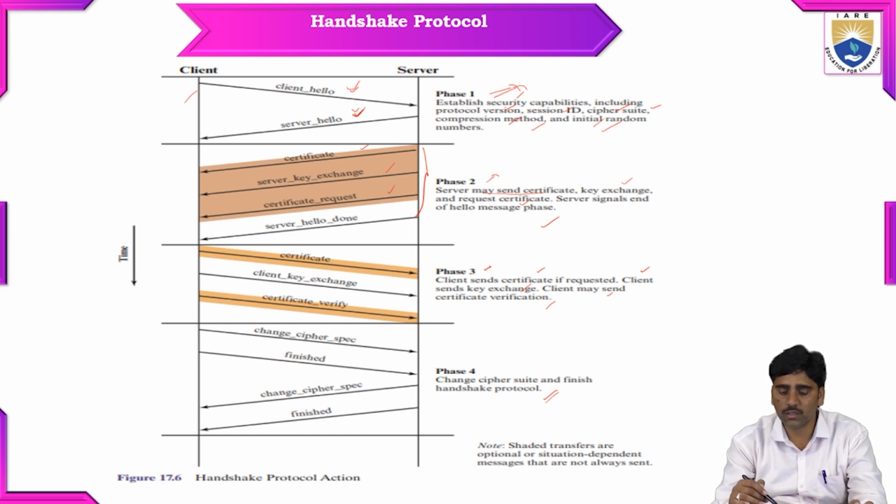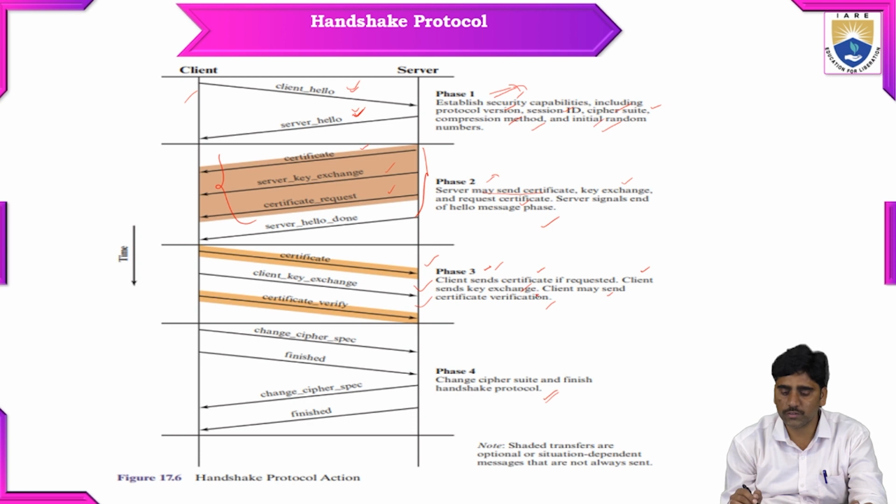After that, phase 3, the client receives all these requests. Then the client gives the response to the server, which is the certificate, the client key exchange and the client certificate verify. These three are done from the client side.